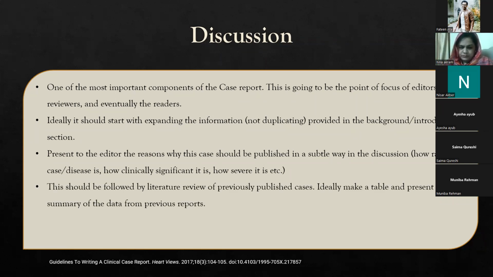Then this should be followed by a literature review of previously published cases. So you have to go back into the literature search. We covered this in a previous lecture, how to do that. So you go to different databases and finalize the cases which are similar, and you discuss them in the discussion.